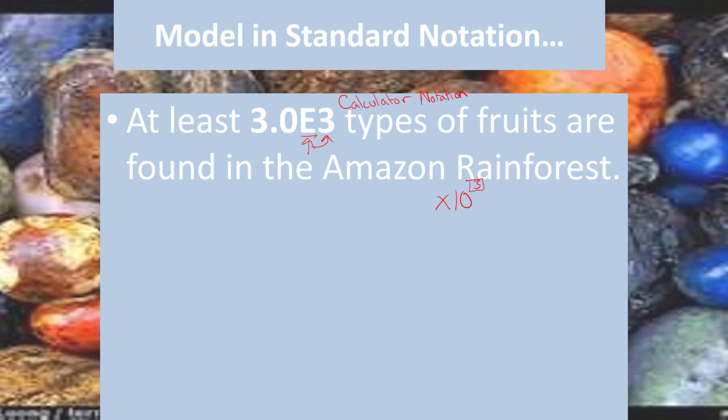So notice, transferring from calculator notation to standard notation or even to scientific notation is not that big of a deal. So our leading value that's greater than or equal to 1 but less than 10 is going to be 3. So we now have 3 times 10 to the third power. So 3, where the decimal is going to move to the right 3 spaces. And we need to fill each one of these with zeros. And so there are now 3,000 types of fruit.